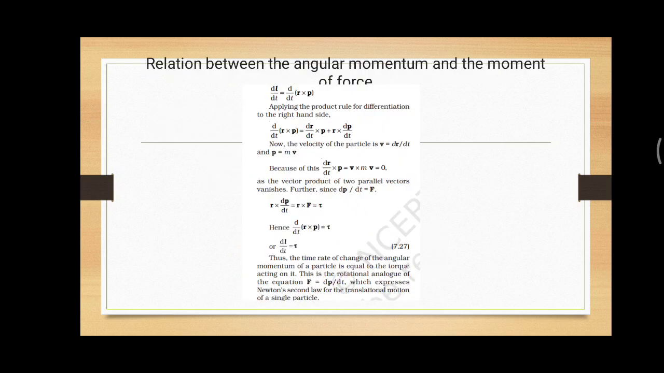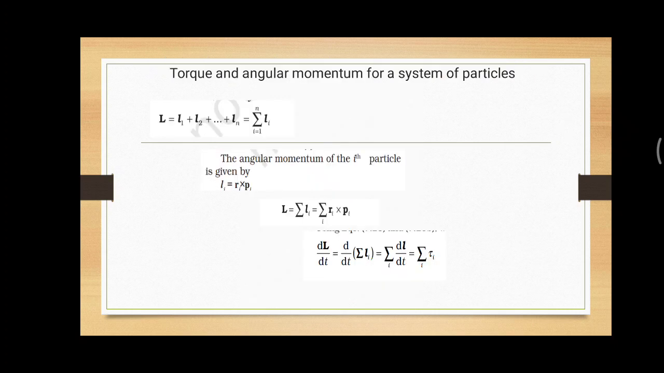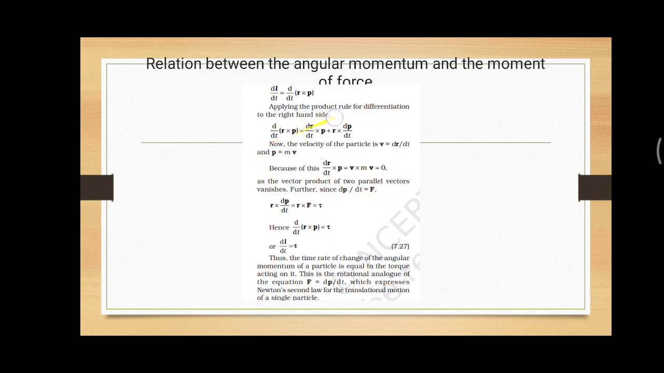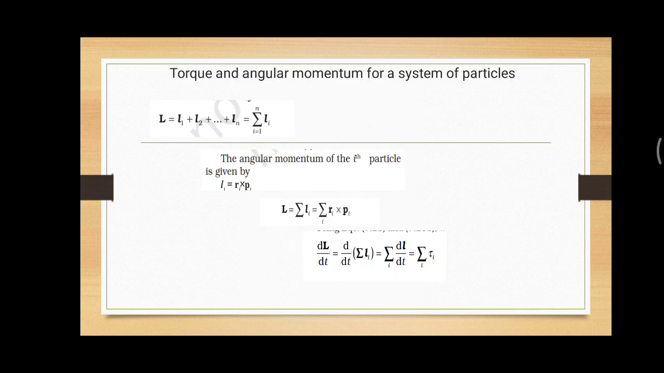Okay. Now, suppose we are considering a system of particles, so suppose n number of particles are there. The first particle has angular momentum L1, the second one L2, and likewise the last one has Ln. Then the total angular momentum will be L1 plus L2 plus and so on up to Ln. That can be written as a summation, that is the summation of Li, with i equal to 1 to n.